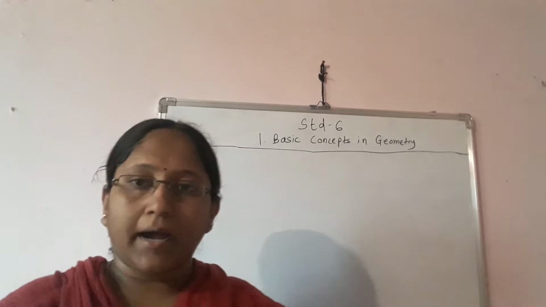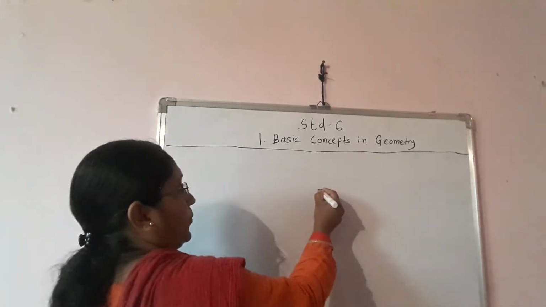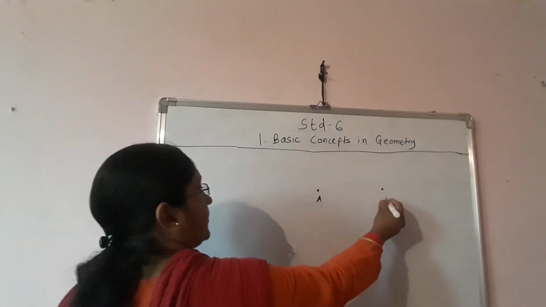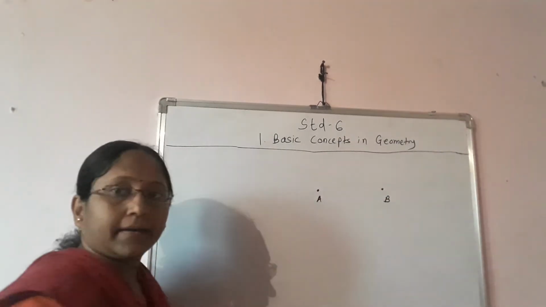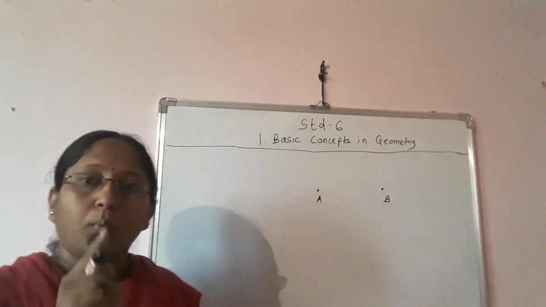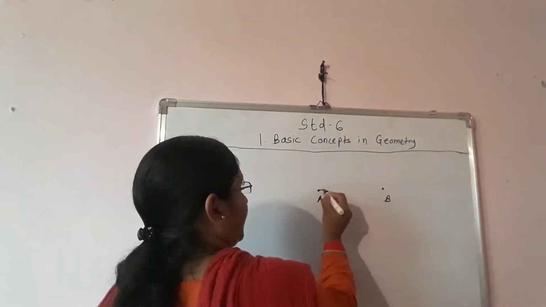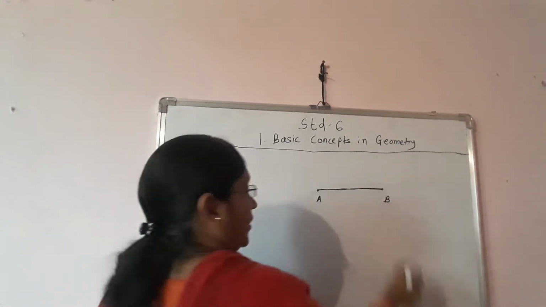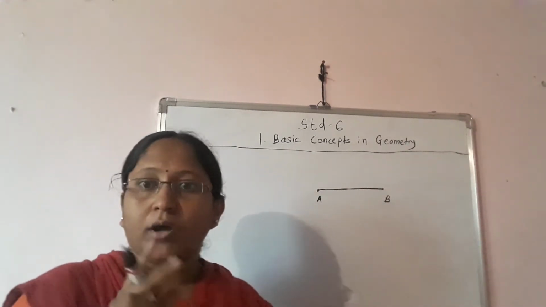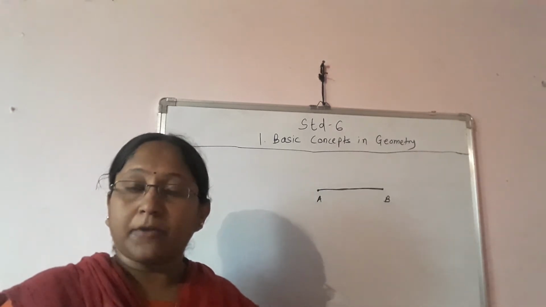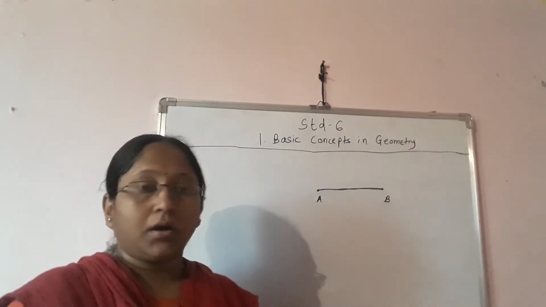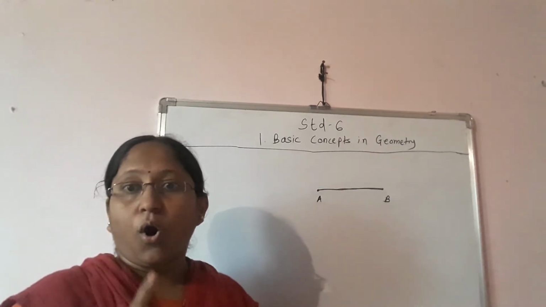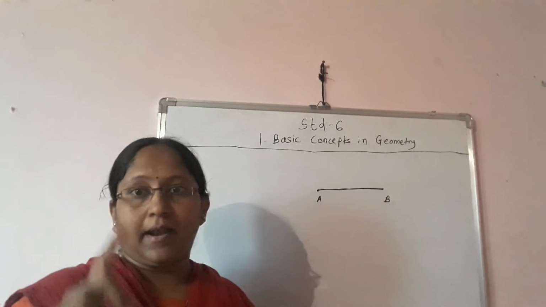Then suppose I put 2 points, point A and point B. Then I can draw only one line passing through these 2 points. From one point we can draw an infinite number of lines, but from 2 points we can draw only one line.